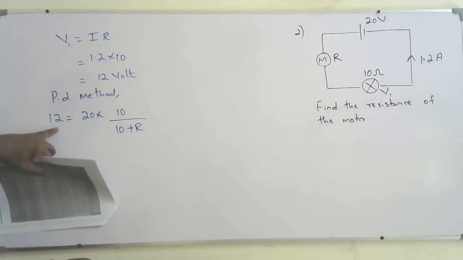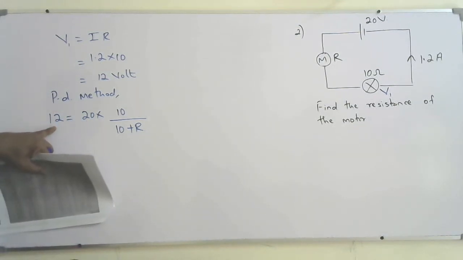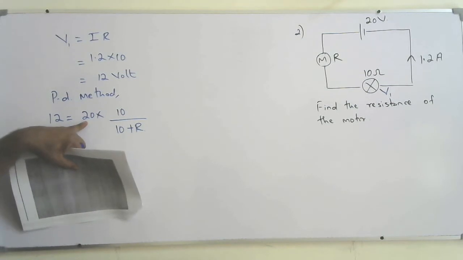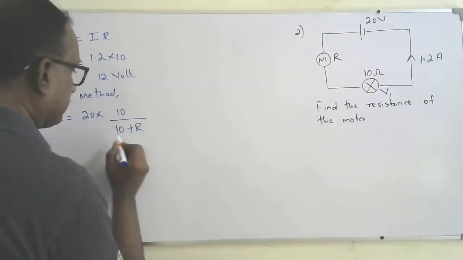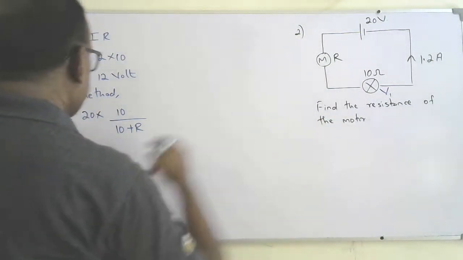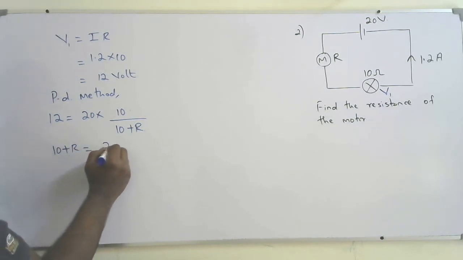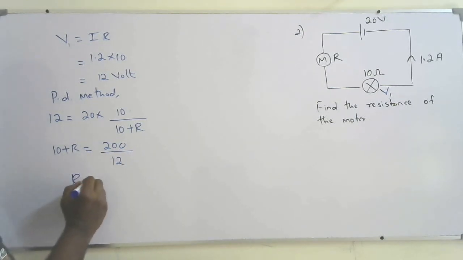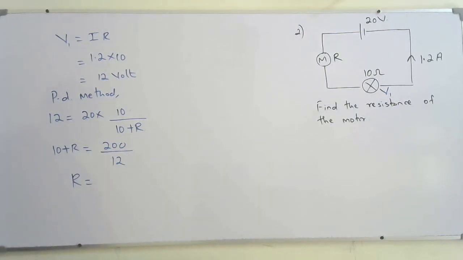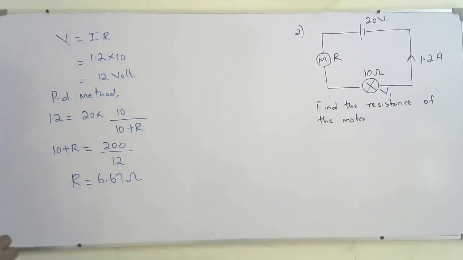So the total applied voltage is 20. The voltage across the bulb is 12. So 20, the total applied voltage, into the resistance of the bulb divided by the total resistance 10 plus R. So solve it, you'll get 10 plus R is equal to 200 over 12. Find the R. That also is 6.67 ohms. Same answer you will get.